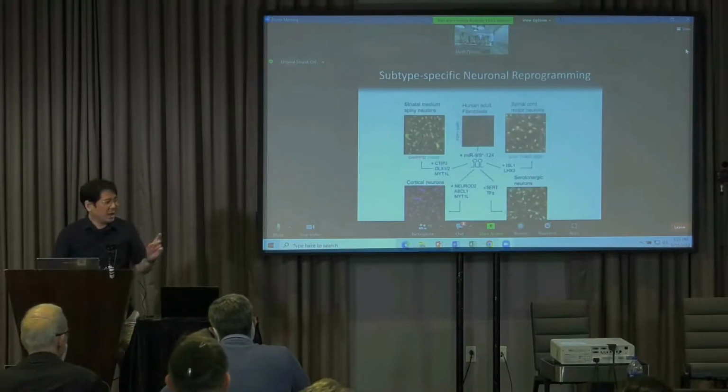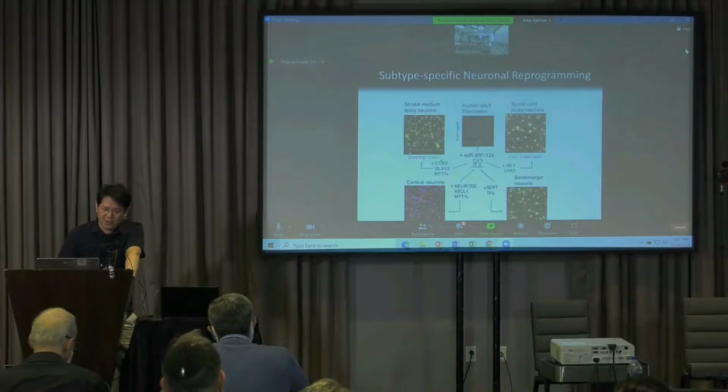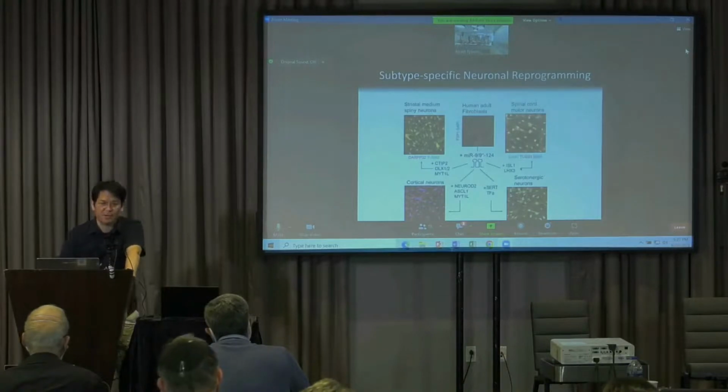So using this analogy, what we've been successful at is combining the microRNA-induced neuronal state with a different set of transcription factors, in this case CTIP2, DLX1, and MYT1L. If we do that, then we push them towards the striatal lineage. But we can also do the same thing. For example, if we combine with ISL1 and LHX3, which are famous motor neuron transcription factors, we can push them towards motor neuron lineage.